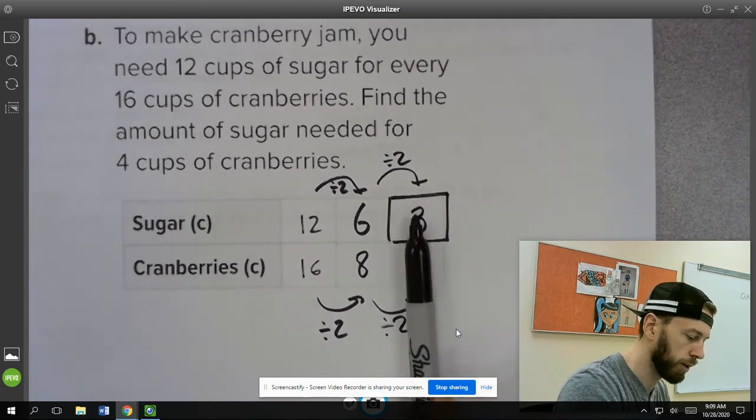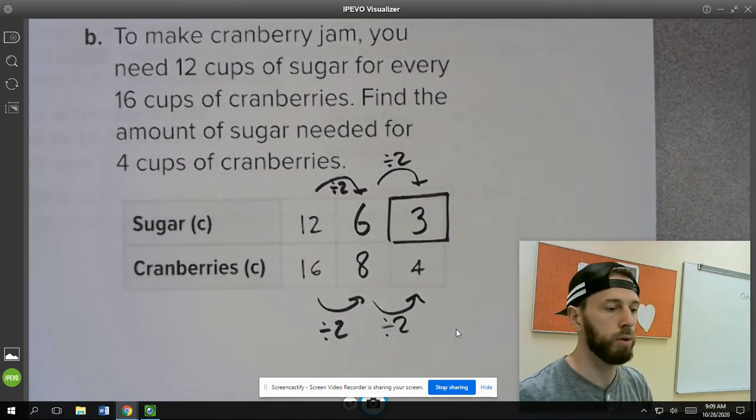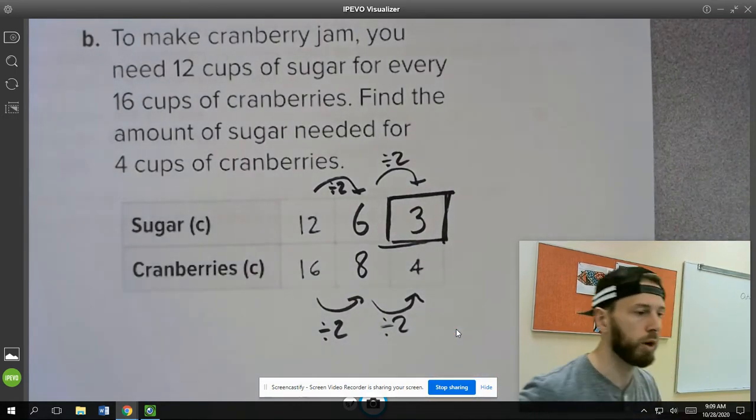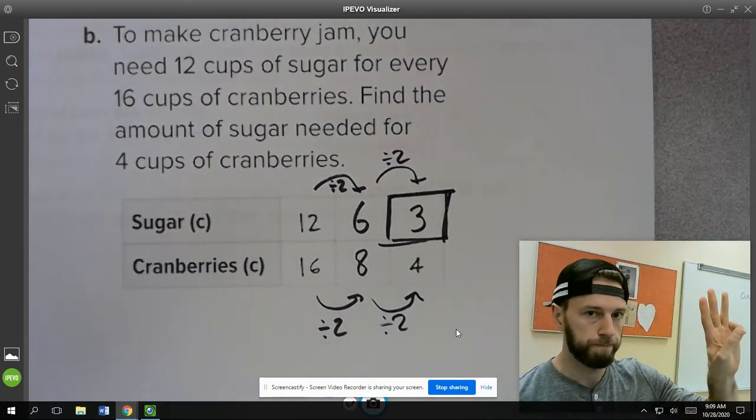Each one of these ratios, 3 over 4, 6 over 8, 12 over 16, are all equivalent. But this is the answer we're looking for. How many cups of sugar would we need for 4 cups of cranberries? 3.